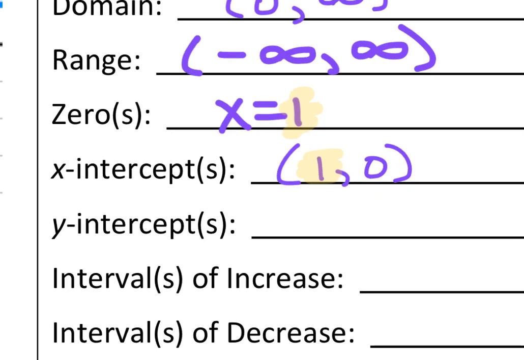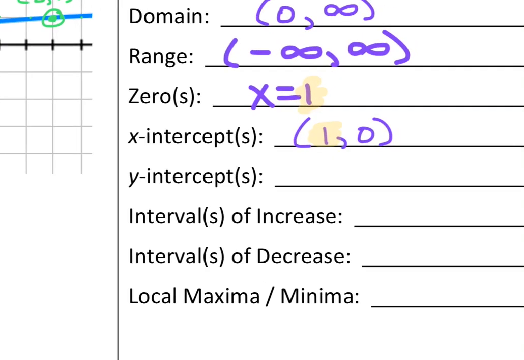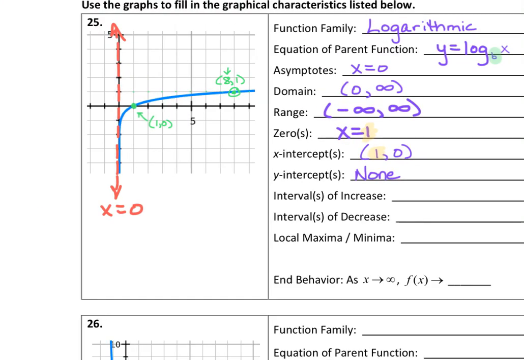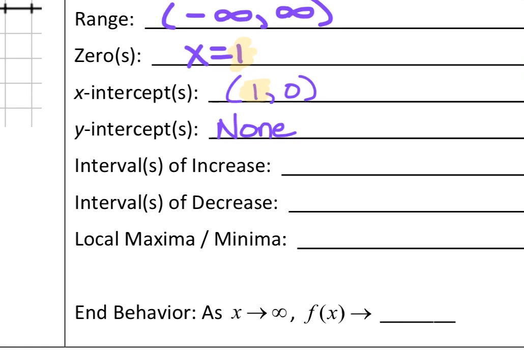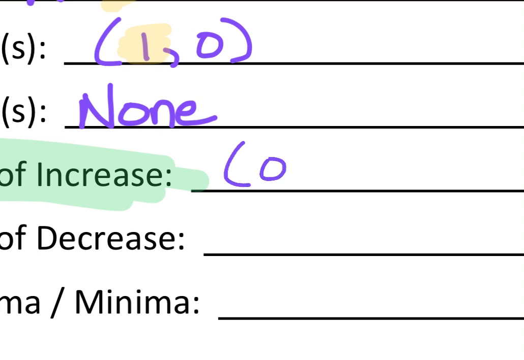And then the y-intercept doesn't exist because there's the asymptote there, and so there's no y-intercept. The graph is increasing. If you're the ant and you're walking on the graph, you're increasing the whole time. And so your increase is going to be the same as the domain. So whatever is the domain, in this case, is going to be the interval of increase. And so that's going to be 0 to infinity.